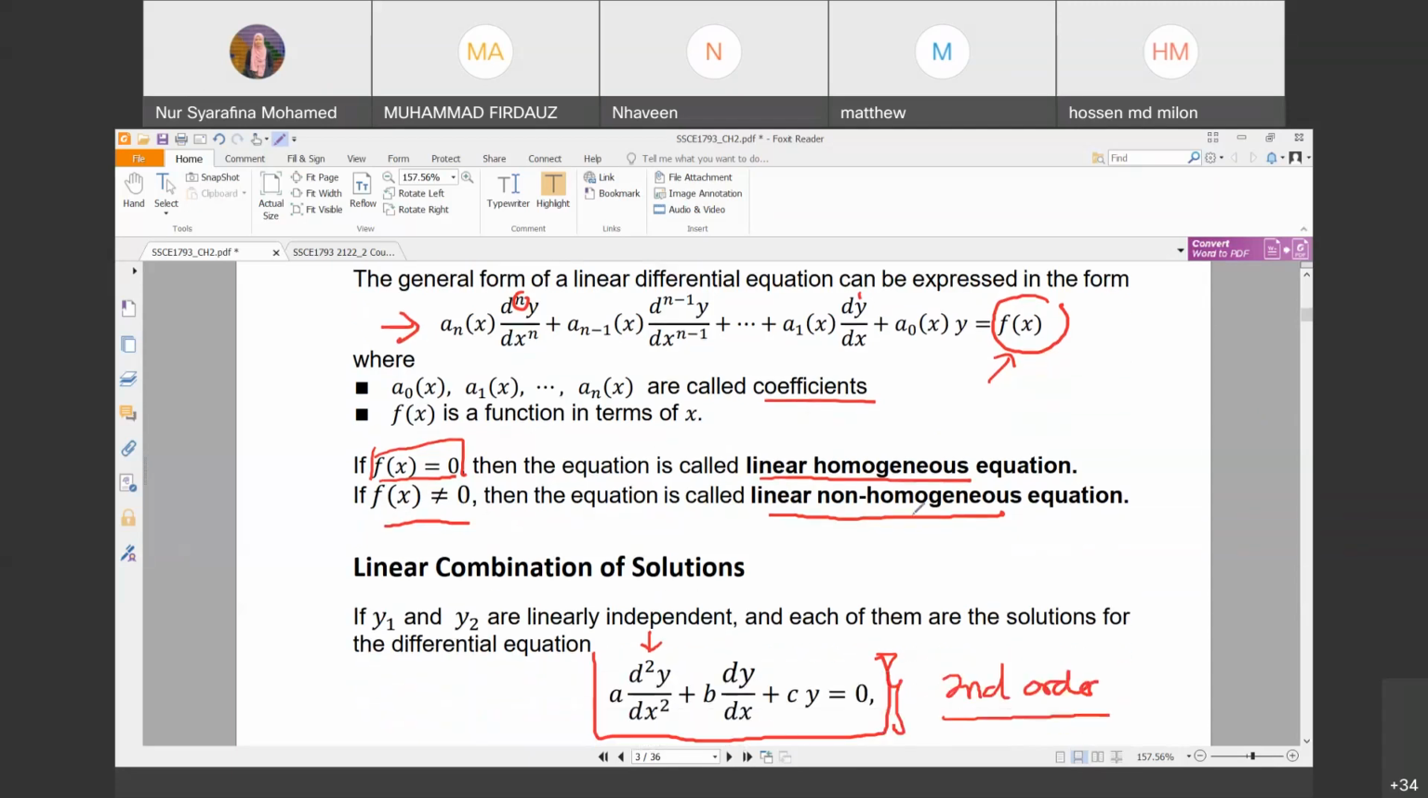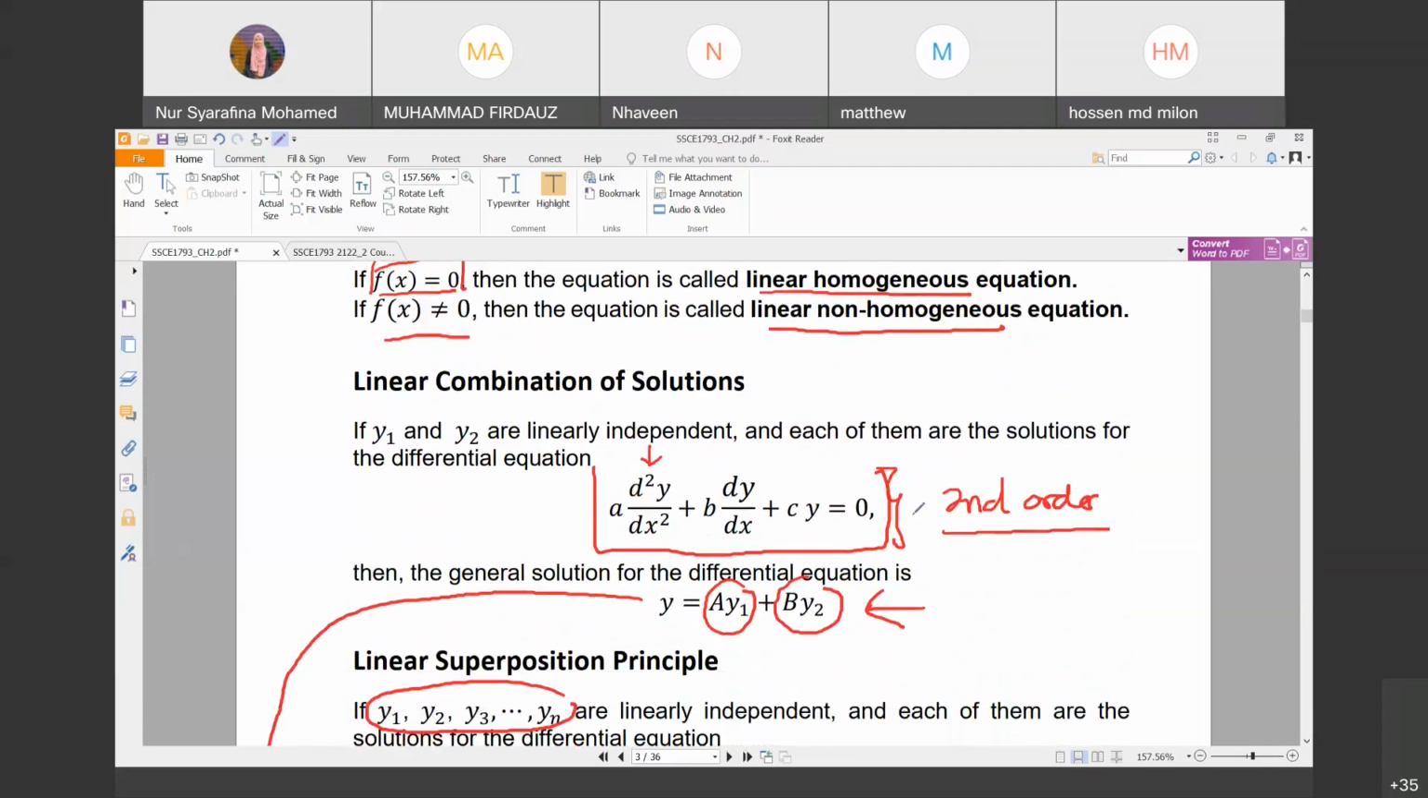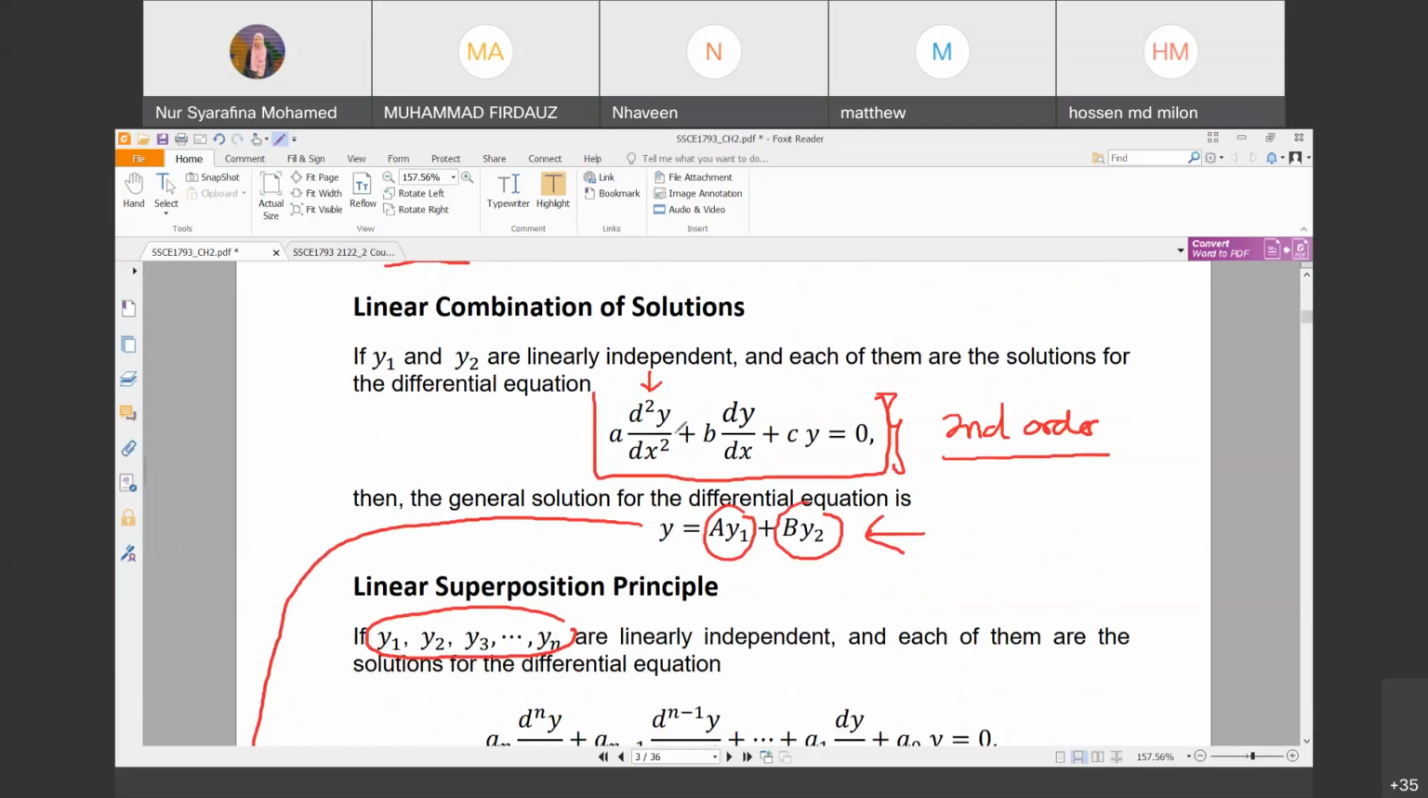Okay, so now in terms of solution, if you have up to second order, you are going to have two solutions, right? So this is the general form of second order linear differential equation: a d squared y over dx squared plus b dy/dx plus cy equals to 0. So this is a second order linear differential equation.